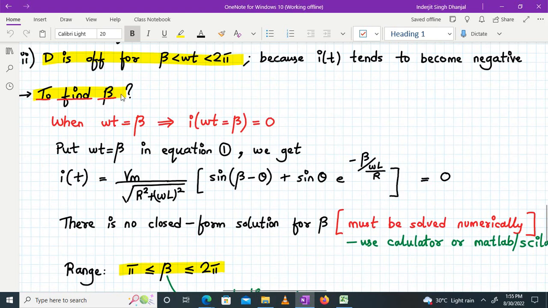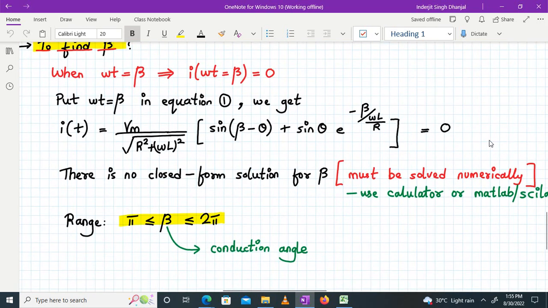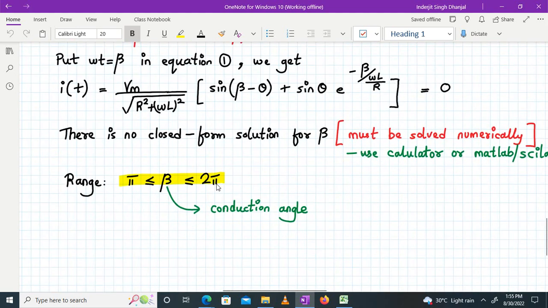So in order to find beta, we have to substitute omega t equal to beta, right? If you substitute it in this equation, you will get this equation, because at omega t equal to beta, current is 0. So you have to solve this equation. Now it will not be an easy task to solve this equation. You have to use a computer. If you solve this equation, that will give you the exact value of beta. But remember one thing, beta will be between pi and 2 pi. And actually it's called the conduction angle in case of a diode, but in case of an SCR it is called the extinction angle.